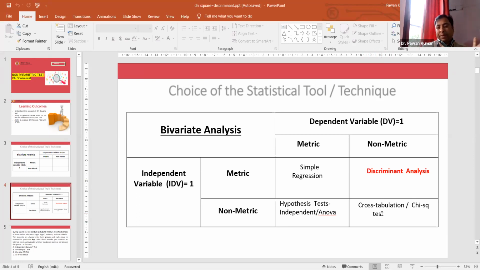Non-parametric means here there is no need to check the normality. You are not supposed to check the normality because your data is categorical. I have already taught you that in categorical data you need not check the normality of the data.